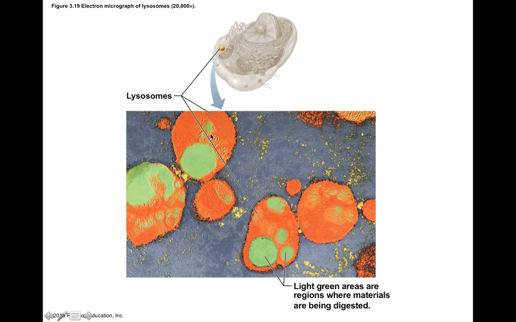Now, you can see here these lysosomes, and you can see basically light green areas are where materials are being digested. And it makes sense how you'd want to compartmentalize digestion within these little vesicles here, because you wouldn't want these really strong or potent enzymes out in the cell, which could potentially degrade other organelles or even genetic material.